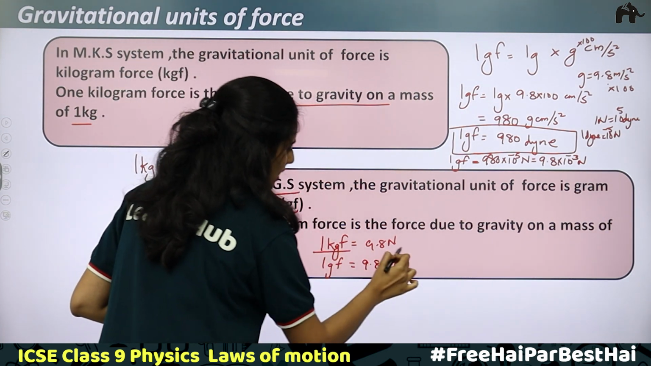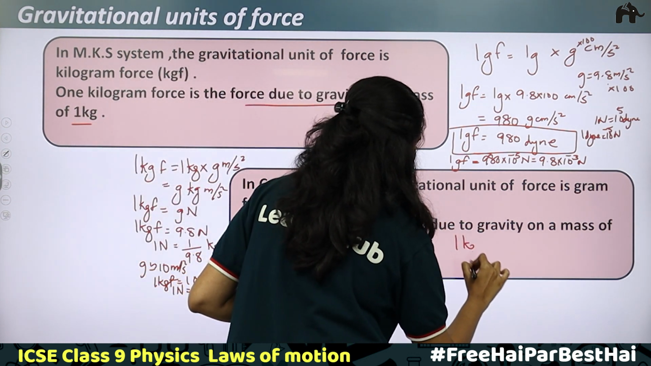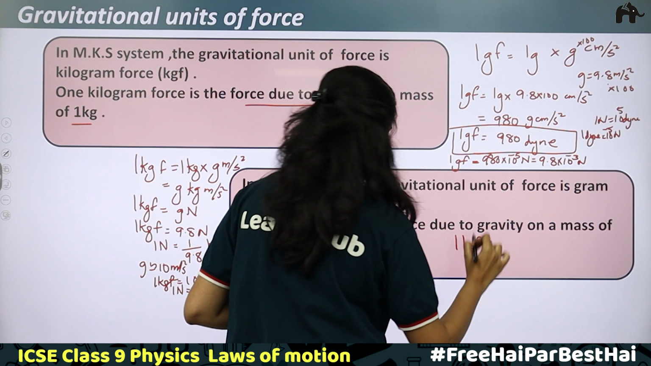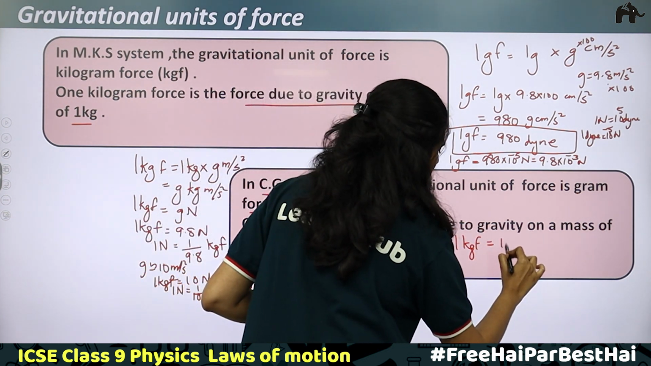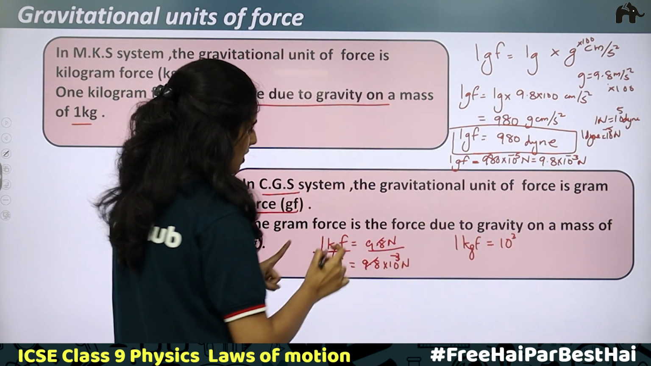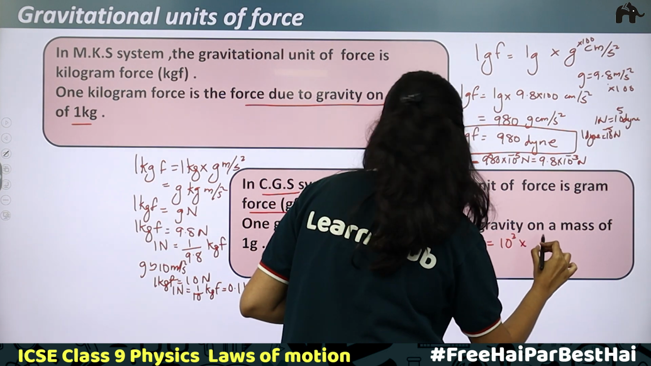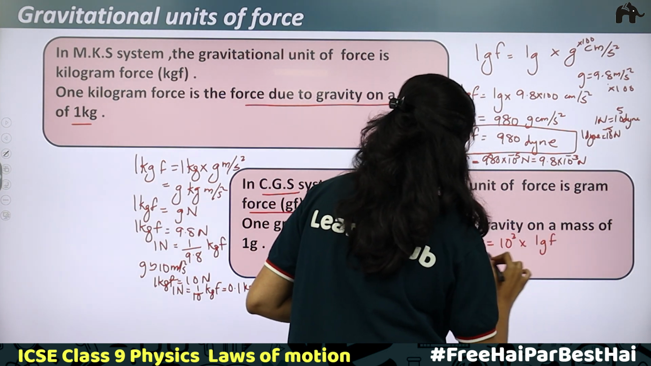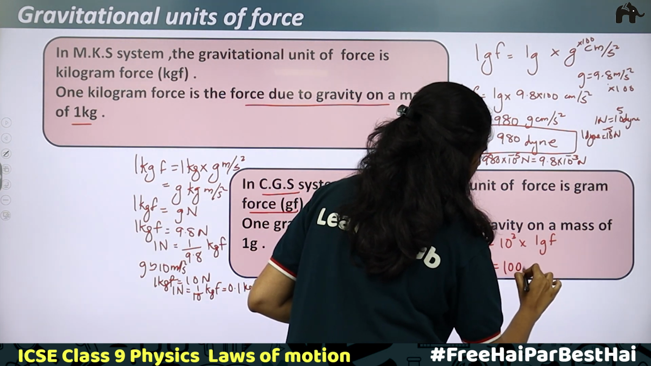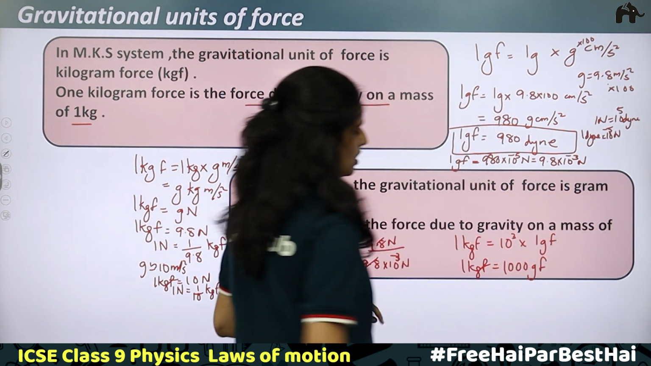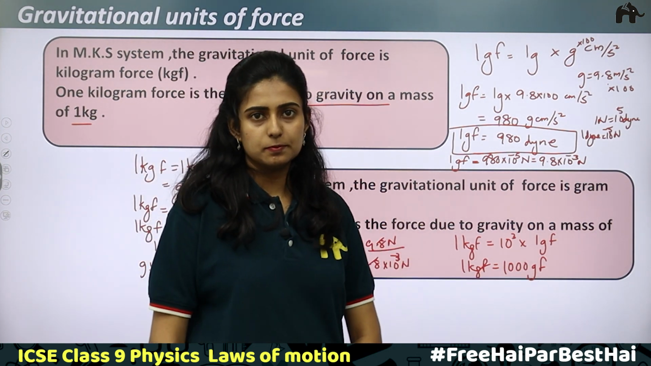Now dividing, what do we get? 1 kilogram force over 1 gram force will be equal to 9.8 gets cancelled, 10 raised to 3 can be taken to the numerator. Now when I take this 1 gram force to the opposite side, 1 kilogram force will be equal to 1000 gram force. So this is the relation between kilogram force and gram force. Clear? Let us take an example.